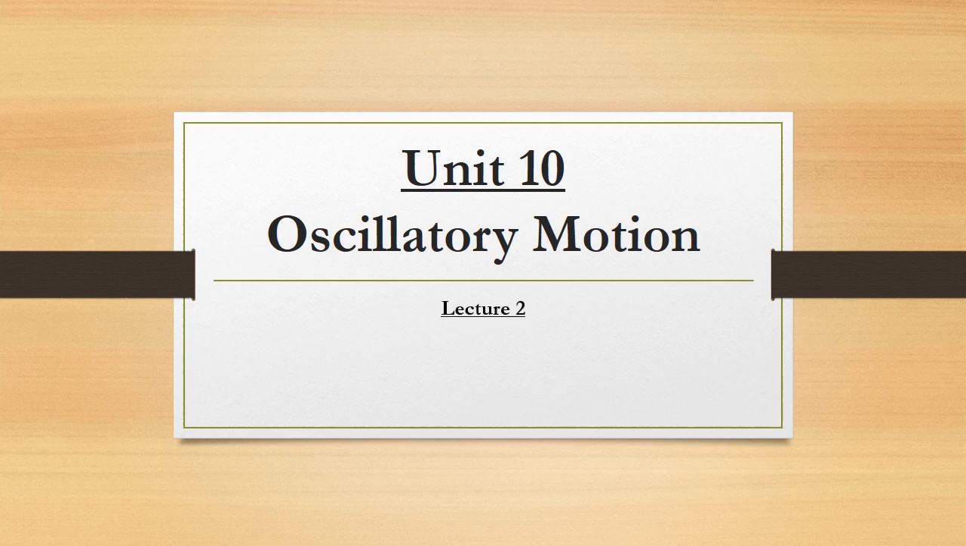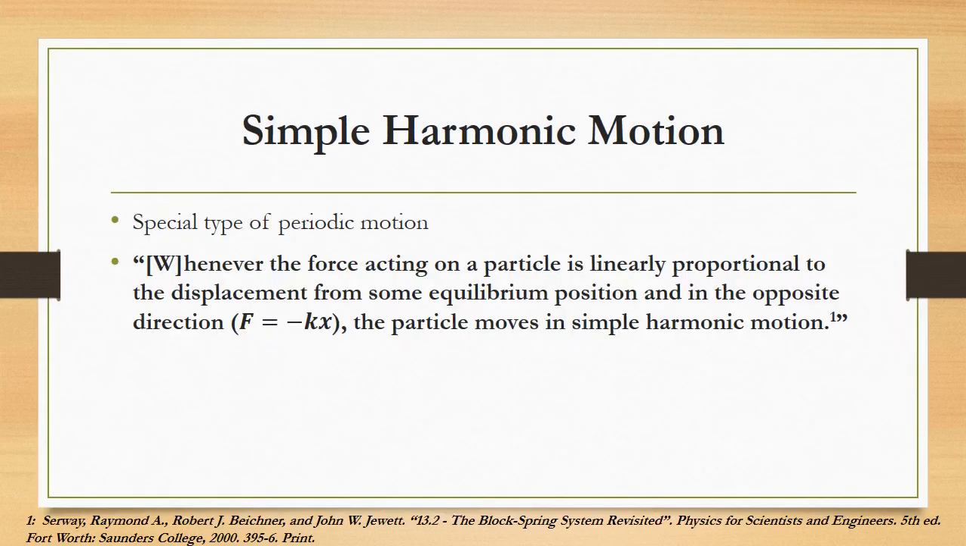In this lecture, which is the second lecture about Unit 10, oscillatory or periodic motion, we're going to look at a special type of periodic motion called simple harmonic motion. So simple harmonic motion, as your textbook tells us, is a special type of periodic motion, and it's characterized by this. Whenever the force that acts on a particle is linearly proportional to the displacement of that particle from some equilibrium, and it's in the opposite direction, the particle is moving in a simple harmonic fashion.